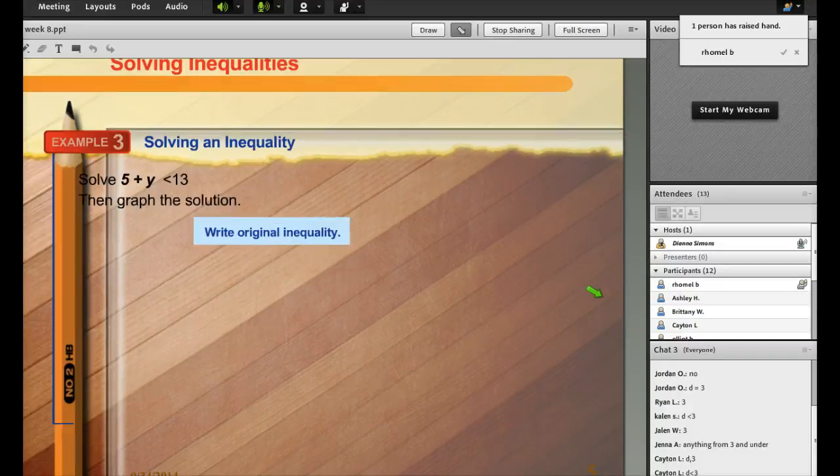We're going to graph and write this inequality. I don't know if she can hear me. So go ahead, you guys work on it.